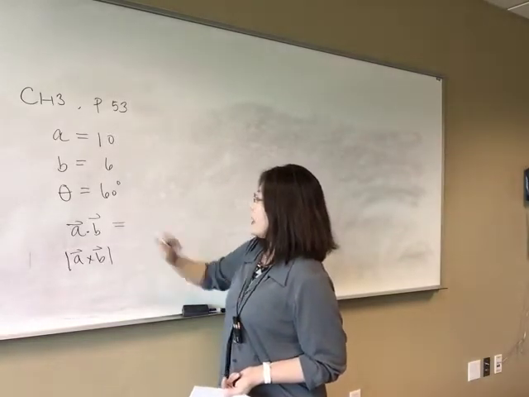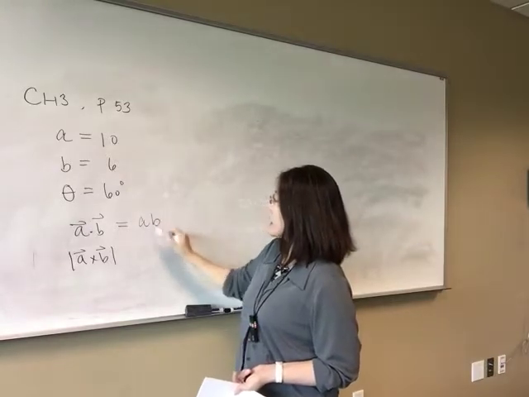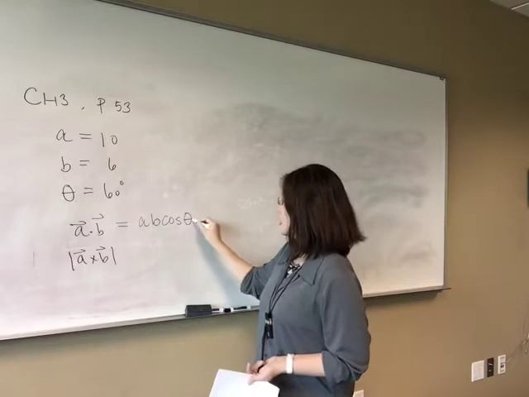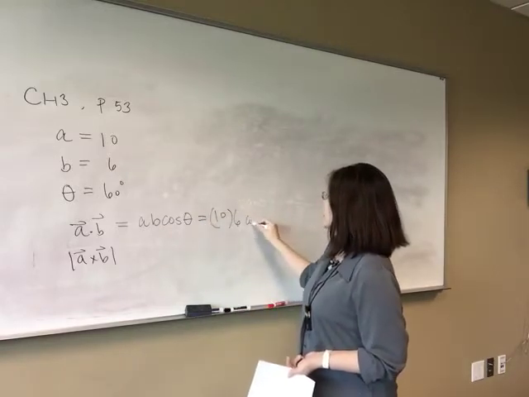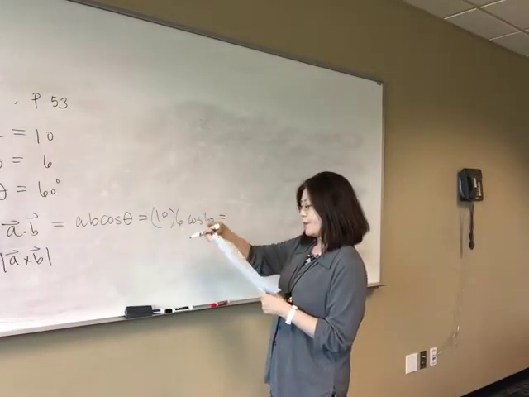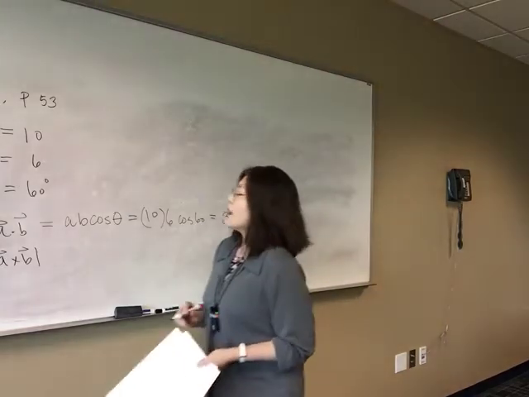Based on the formula for the scalar product, that would just be the magnitude of A times the magnitude of B, times the cosine of the angle between them. So you have 10, you have your 6, and then times cosine of 60. You should get a value equal to 30. That's easy.